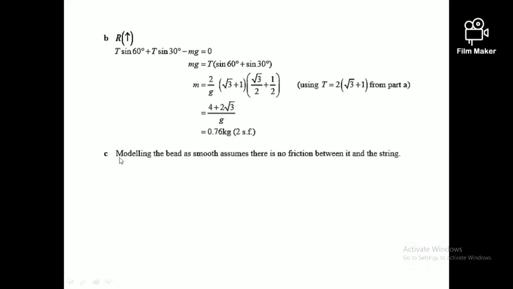They ask about the modeling. What is the assumption we use with the modeling? The bead is a smooth object. With that, there is no friction. Therefore, the tension would be similar on both sides of the wire. That's the main fact we can consider, right?